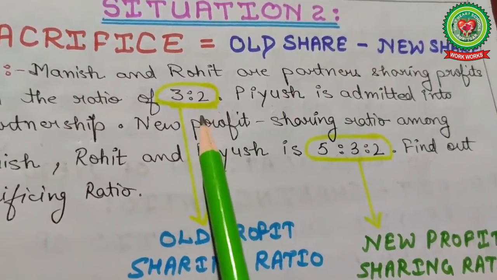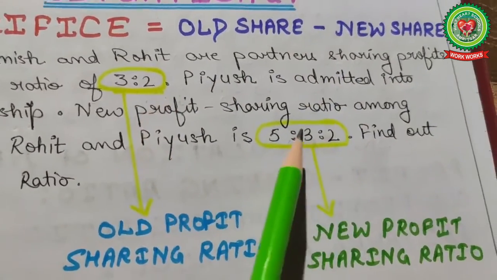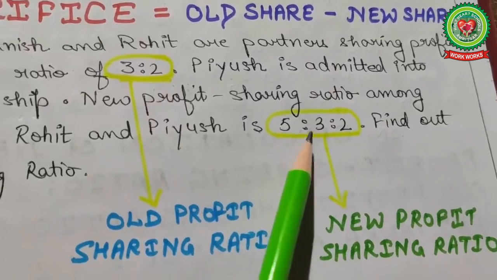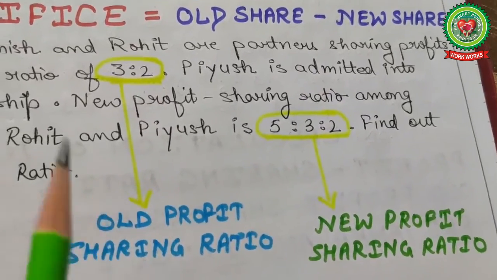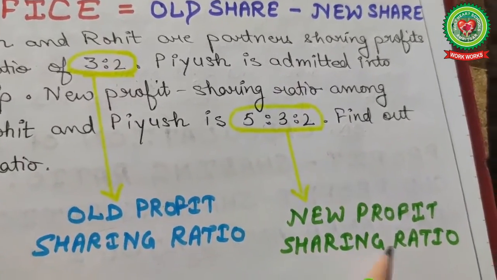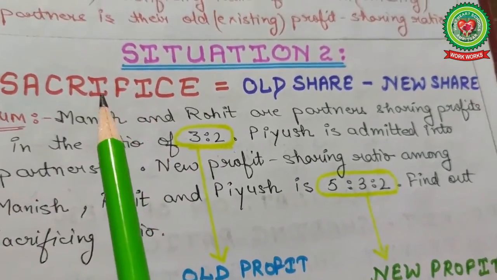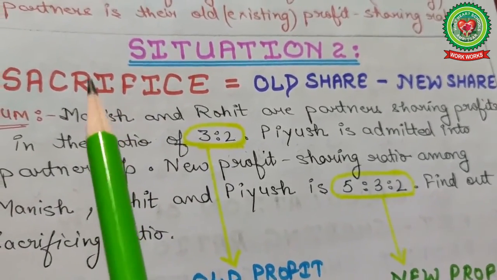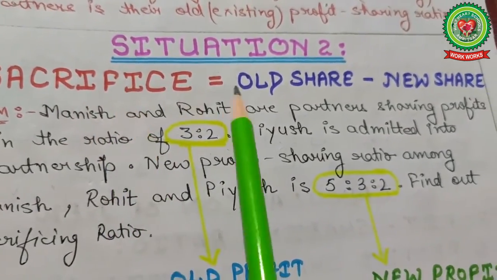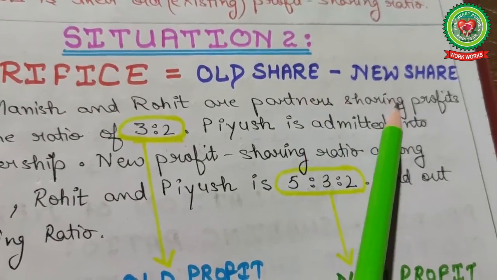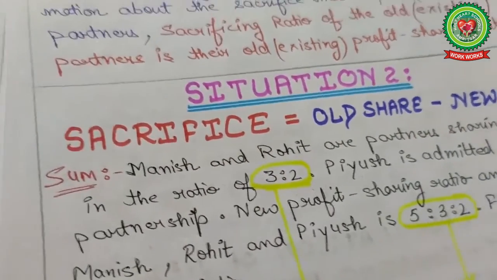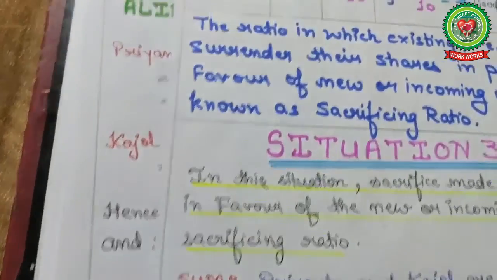So here the old ratio is also provided to you and the new ratio of all the partners is also given to you. In this statement, the old profit sharing ratio and new profit sharing ratio are given. Now you can easily compute the sacrifice made by the old partner, and the formula here is sacrifice is equal to old share minus new share.